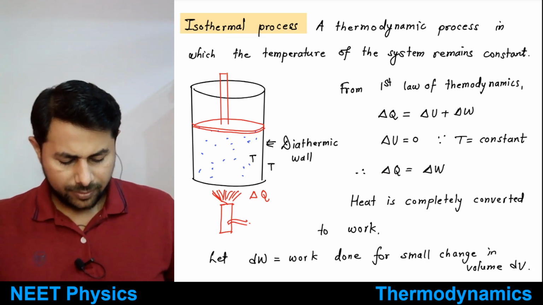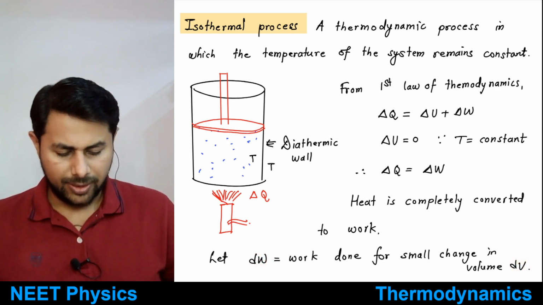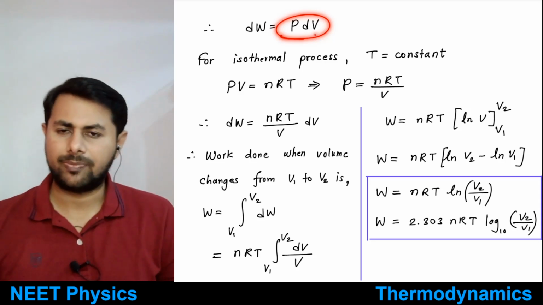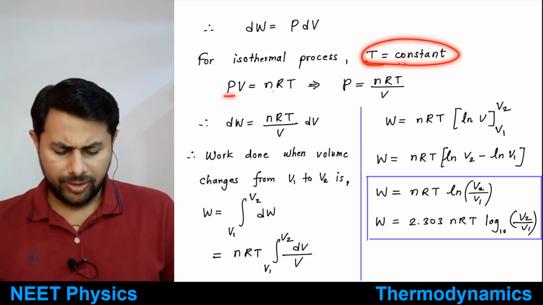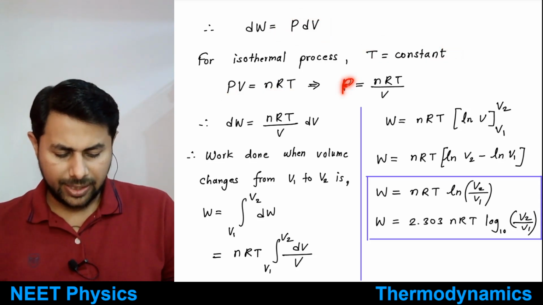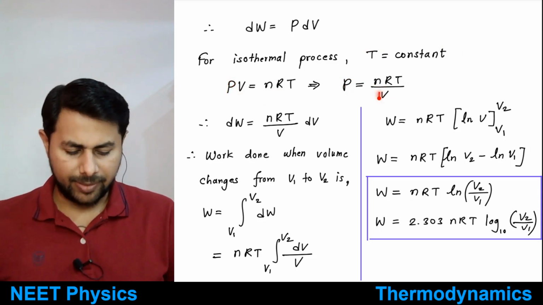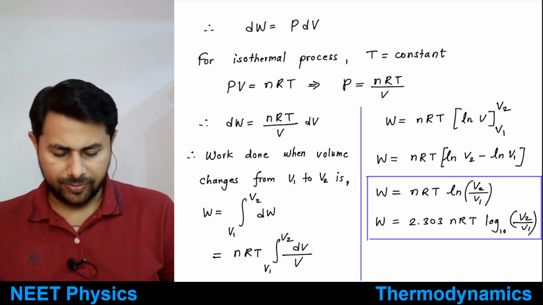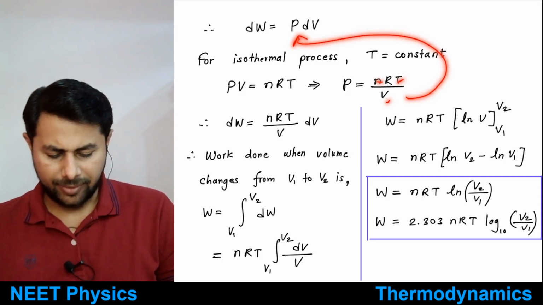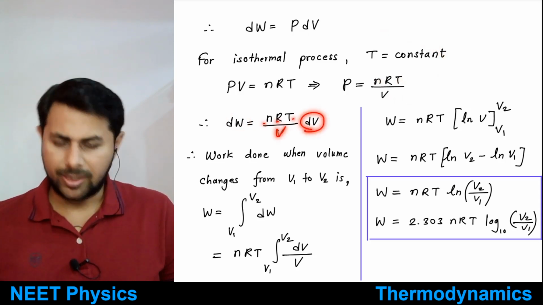So now suppose dW is the work done for a small change in volume dV, okay. So work done can be written as what? Work done can be written as PdV, okay. And then temperature is constant, so we know PV is equal to nRT. So pressure can be written as nRT divided by V, okay. Just take that volume on the other side, so pressure can be written as nRT divided by V, right? So now we can replace this pressure by nRT by V, and therefore the work done can be written as nRT divided by V multiplied by dV.